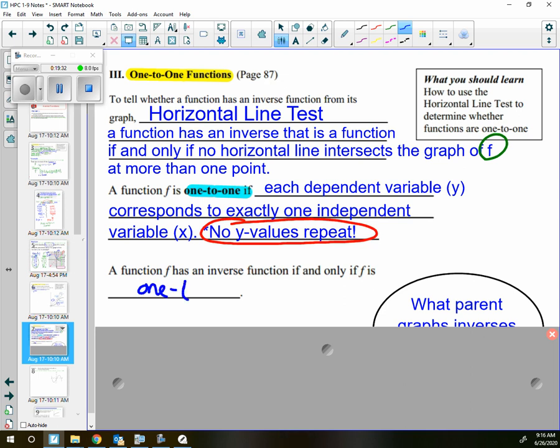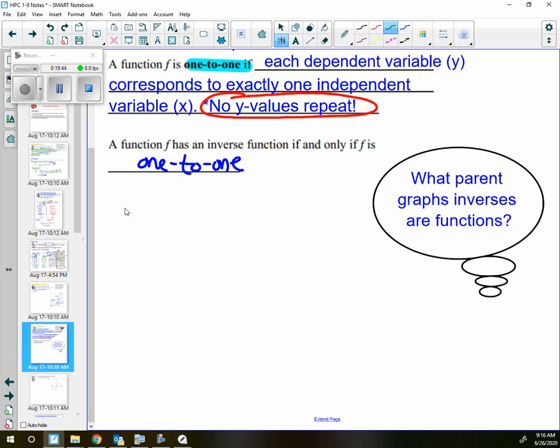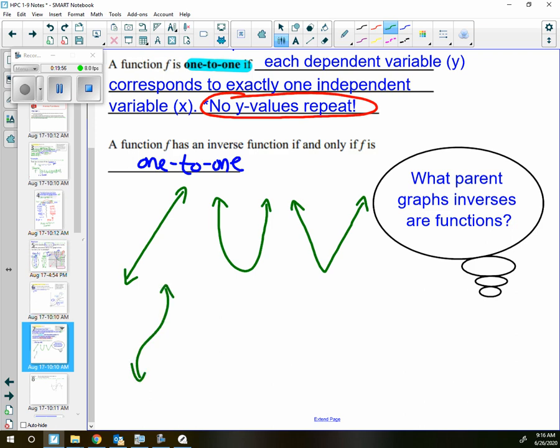In other words, we can't have any y values repeat on the original function if our inverse is going to be a function. So I want you to think about what parent graphs would have inverses that are also functions. If you think through your parent graph list: linear, slanted lines, parabolas, absolute value, the cubic function, rational function, the 1 over x, greatest integer. Which of these would have inverses that are functions?